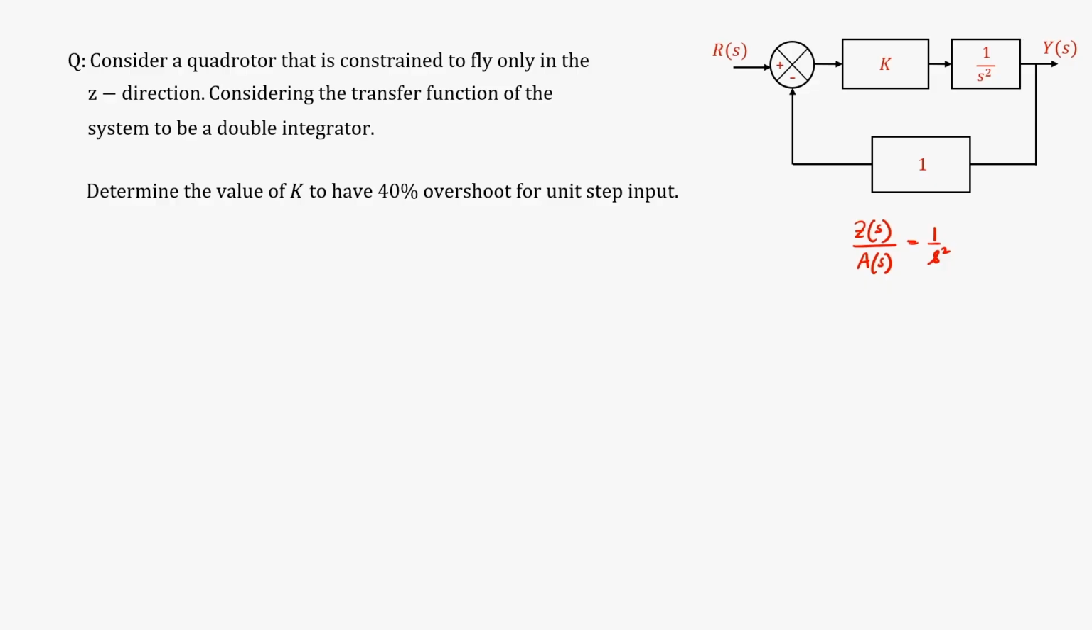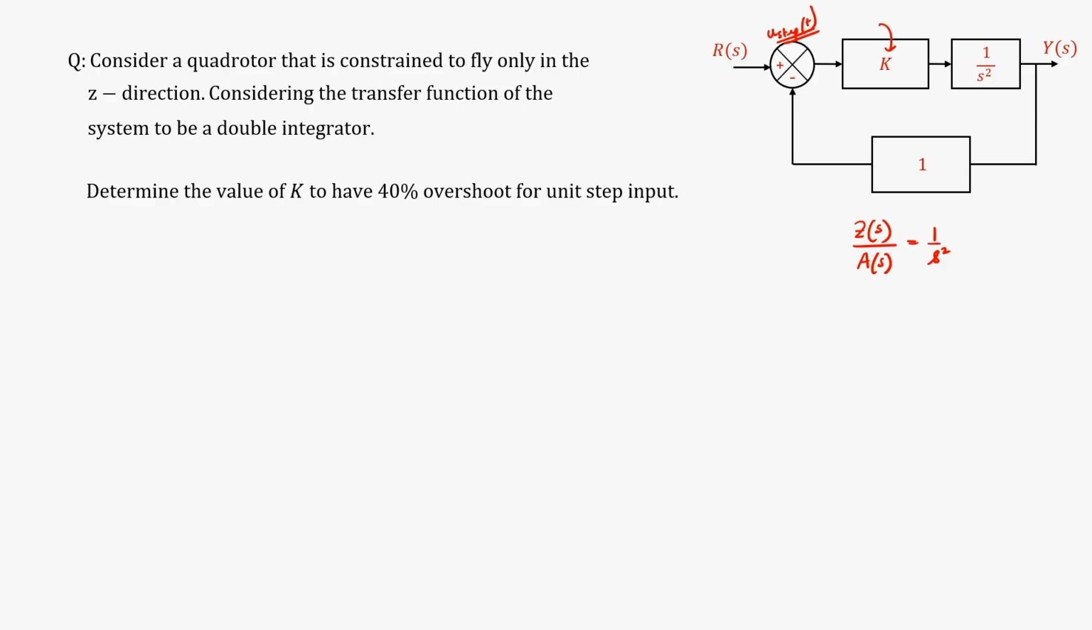Now, the question being asked is: if this is the transfer function of the system, can we come up with a value of k such that I can reach 40% overshoot? Physically, what is the meaning of this statement? You have a quadrotor, and the reference here is a unit step. Since the reference signal is a unit step, what you want is that the quadrotor should move up to 1 meter, say.